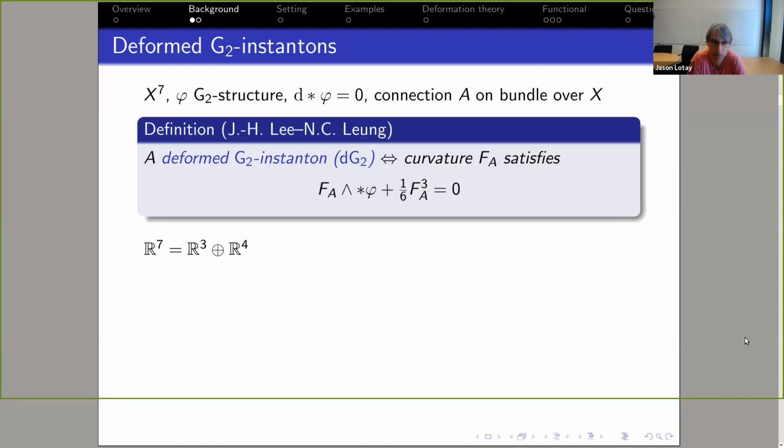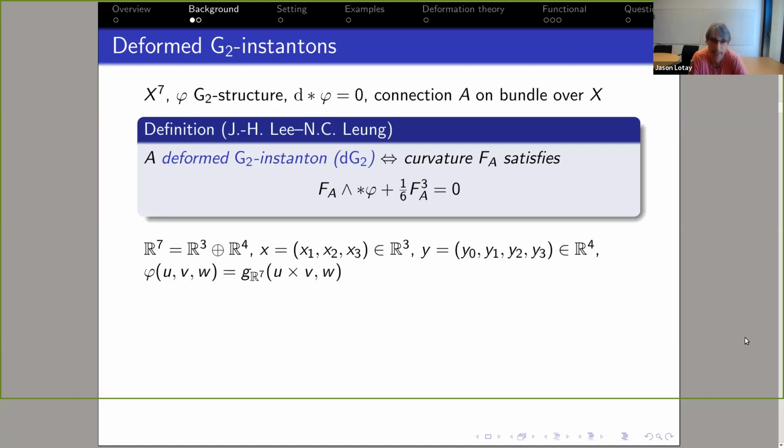So we're looking at this R7 as R3 plus R4 with coordinates X on the R3 directions, and Y on the R4 directions. And then what we do is we consider U1 connections. Oh, sorry, and I'm going to take the standard G2 structure on R7, just the standard flat Euclidean one.